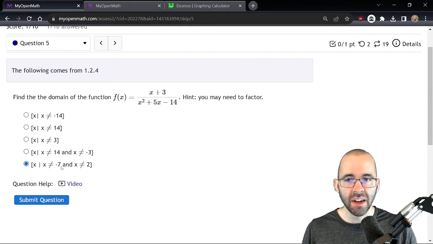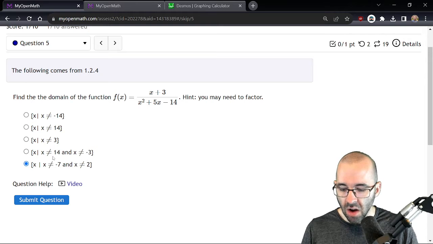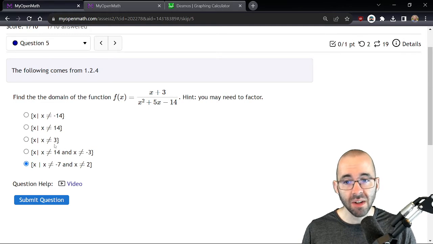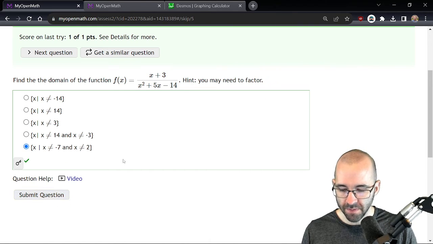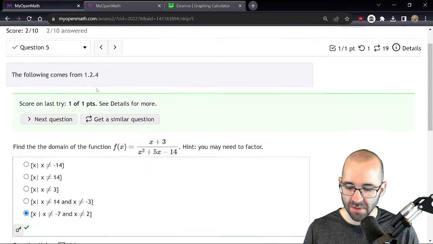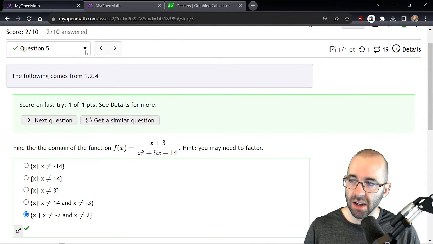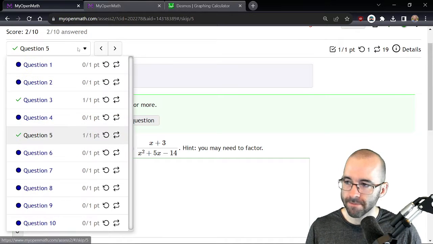But if you try to plug in -7 or -2, you're going to divide by 0, which is a big problem. All these other ones, you can plug in any of the numbers shown here, so they can't possibly be the correct choice. That's another way of approaching it, but that only works if it's multiple choice. The way I did it in my work over here is the best way to do it.